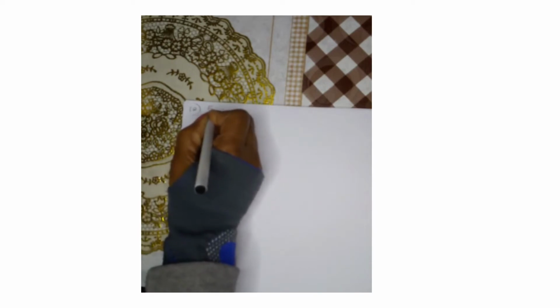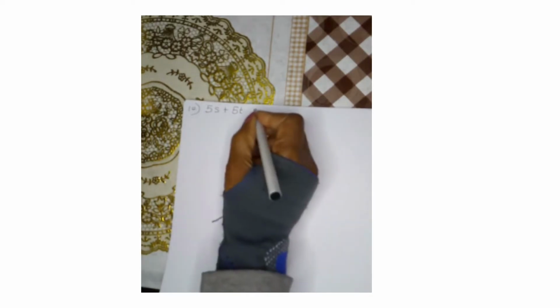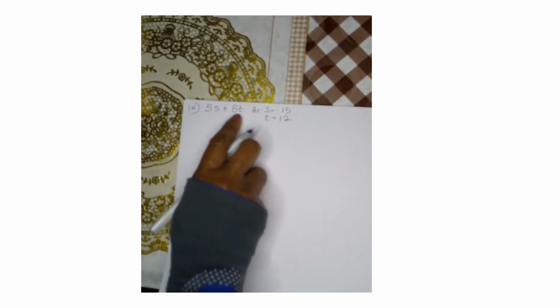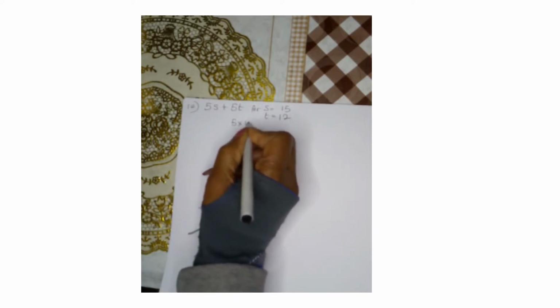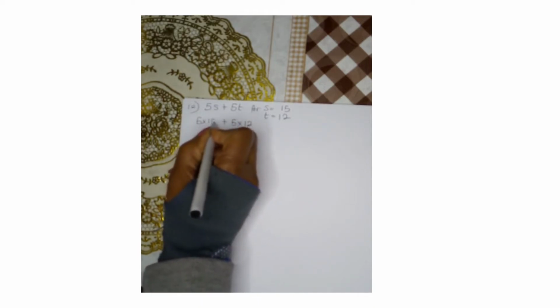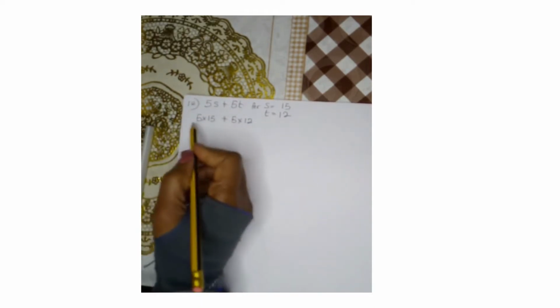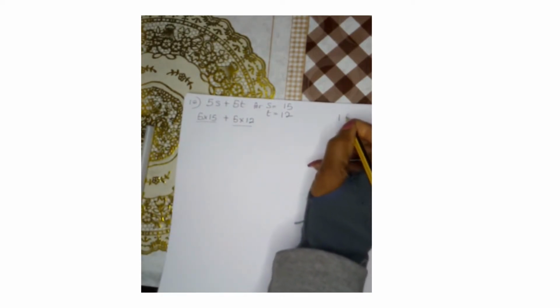So question number 12, I have 5s plus 5t for s equals 15 and t equals 12. Remember, this is multiplication because there is no space, so it's going to be 5 times t, which is 12, plus 5 times s, which is 15. How are we going to do this? This is a big number. We'll multiply like this. It's easier. 15 times 5.